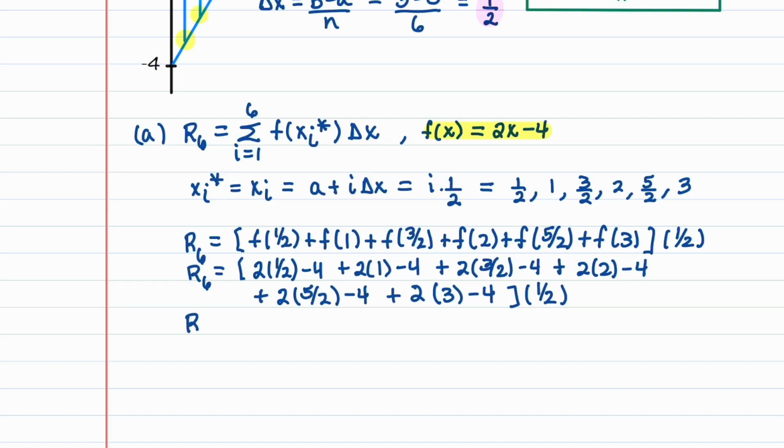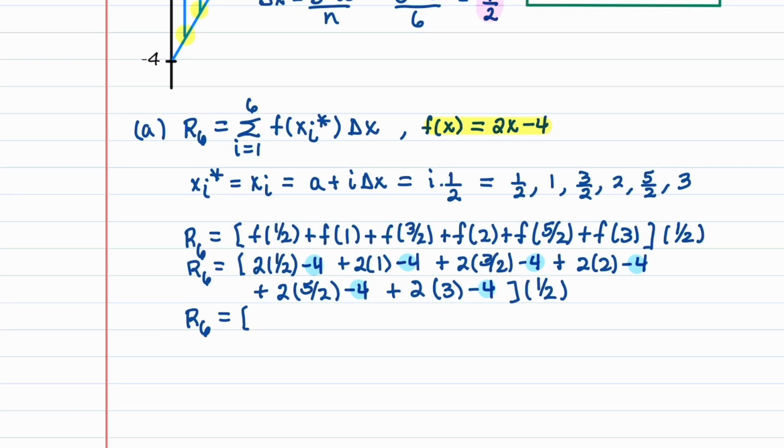Now let's add all of this up. I am going to collect all of these minus 4s at the end, and we'll do our multiplication first. We have 2 times 1/2 is 1, and then we have 2 plus 3 plus 4 plus 5 plus 6. Now we're going to subtract off our 4s. There are 6 of them, so we're going to subtract 4 times 6. And then we have our 1/2.